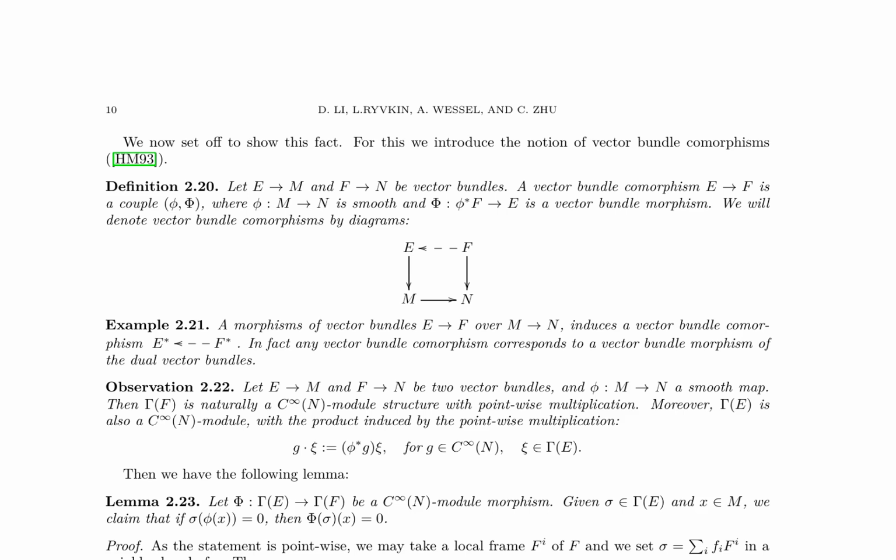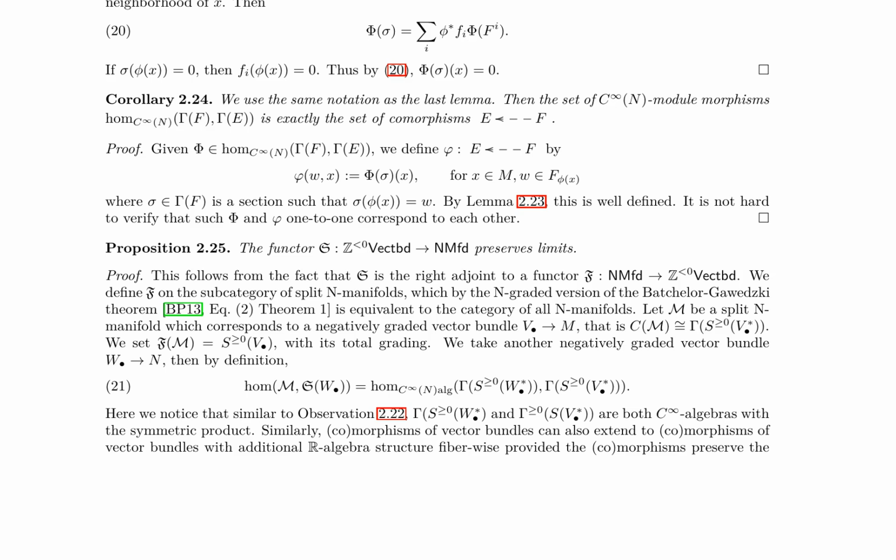The authors then prove a proposition that the functor S, which maps negatively graded vector bundles to manifolds, preserves limits. This involves showing that S is the right adjoint to a functor F that maps manifolds to negatively graded vector bundles, and using the Batchelor-Gawedzki theorem to establish an equivalence between the category of split manifolds and the category of negatively graded vector bundles.